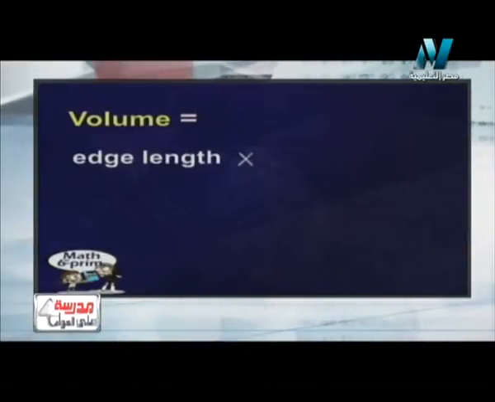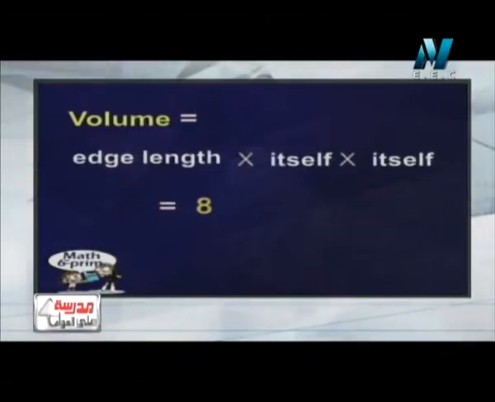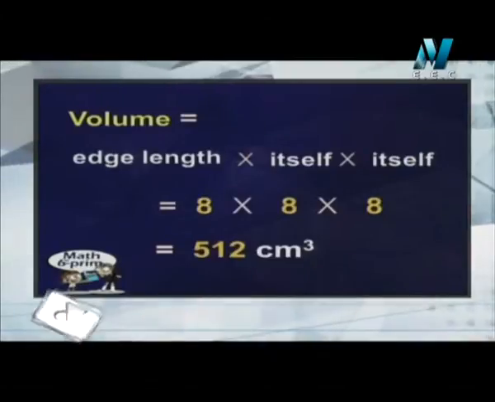We have now the edge length of the cube. Volume equals edge by edge by edge, 8 by 8 by 8. The result will be 512 centimeter cube. It's a very important idea.